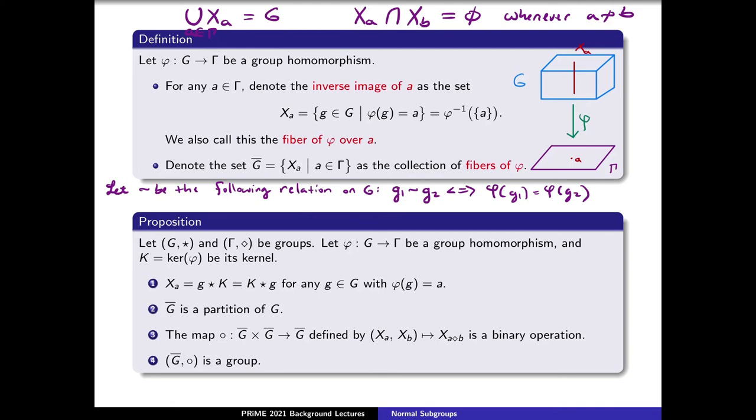And now we get to the proposition. So we have our groups G and gamma, we have our group homomorphism phi, and now we're going to let K be the kernel of phi. So the first statement of the proposition is that X of a is equal to g star K, which is the same as K star g, for any g in G such that phi of g is equal to a.